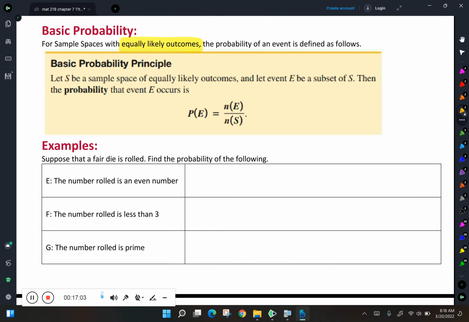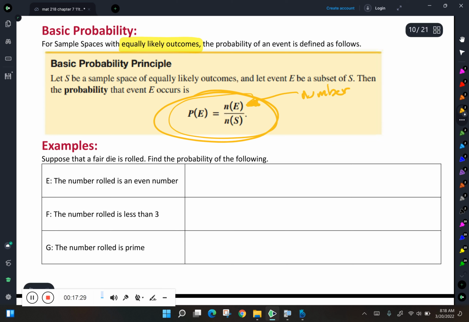And so suppose a fair die is rolled, find the probability of the following. All right, and I'm going to use this definition right here. And what does that definition say? It says, let S be the sample space of an equally likely outcomes. Let E be the event that is a subset of that sample space. Then the probability that E occurs is the number of elements. Remember that cardinality definition? The number of elements in set E divided by the number of elements in the sample space.